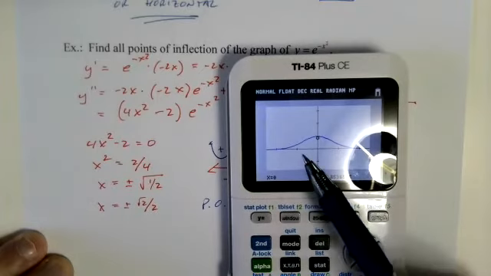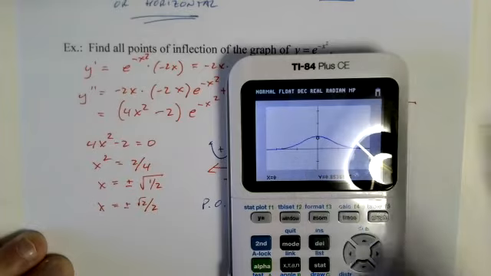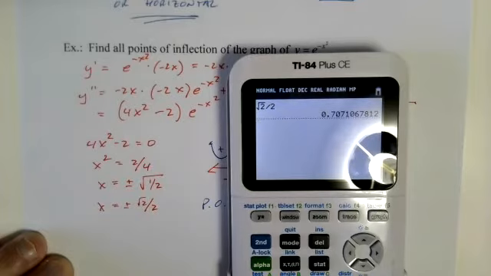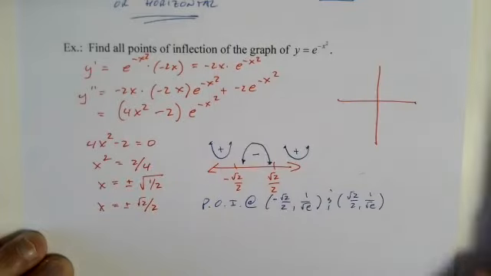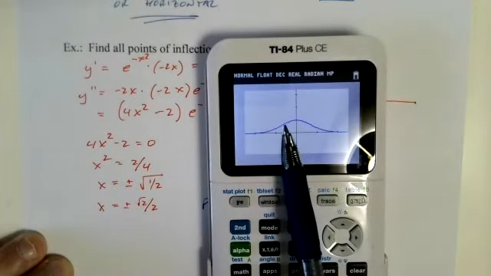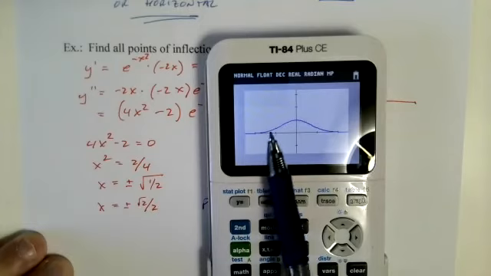Check it out. Point of inflection at root 2 over 2, which is, I don't know what it is. 0.704? Yeah, 0.707. Oh, come back here. Graph. So at about here, there's a point of inflection, concave down, and then concave up.